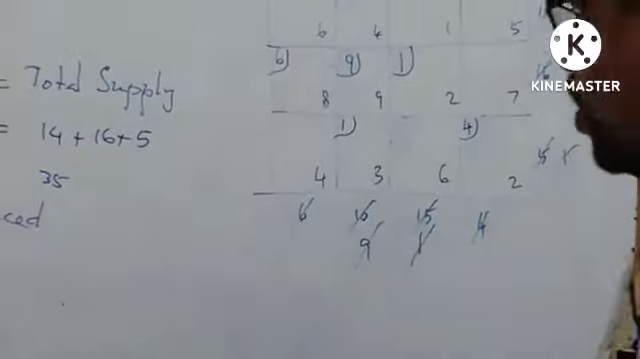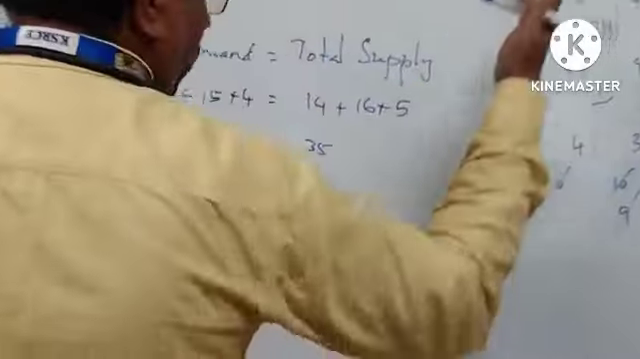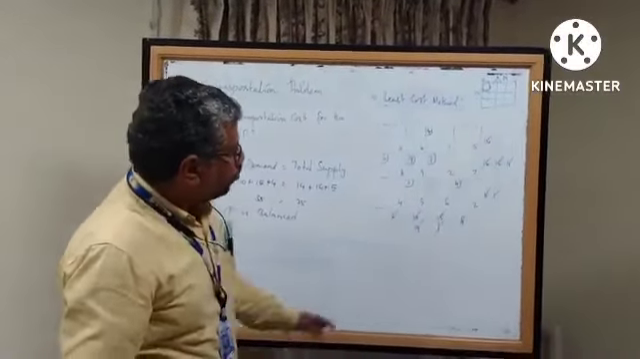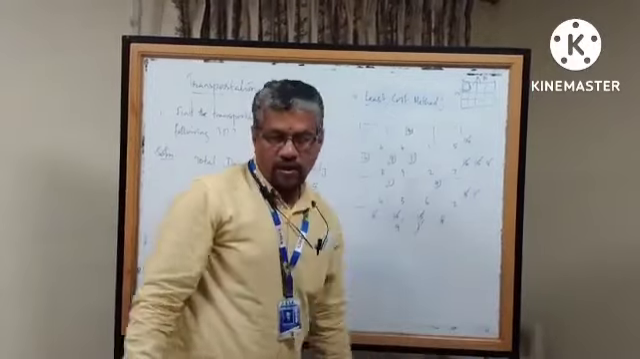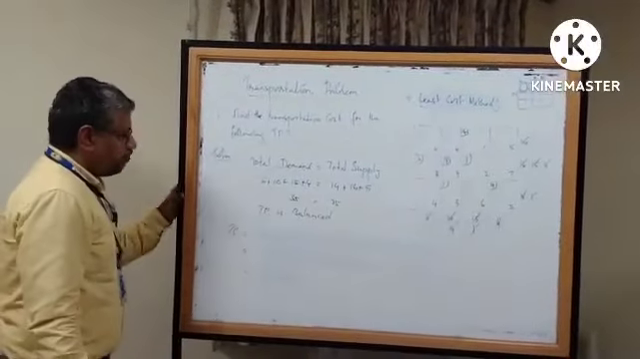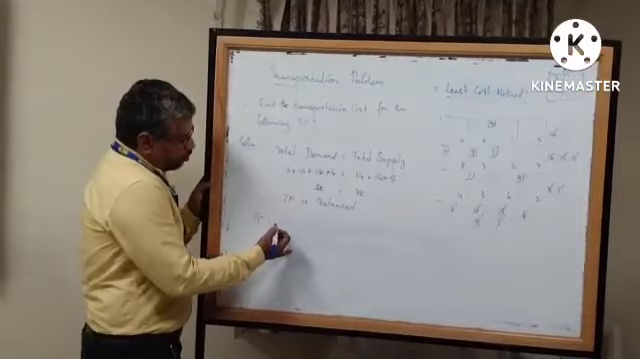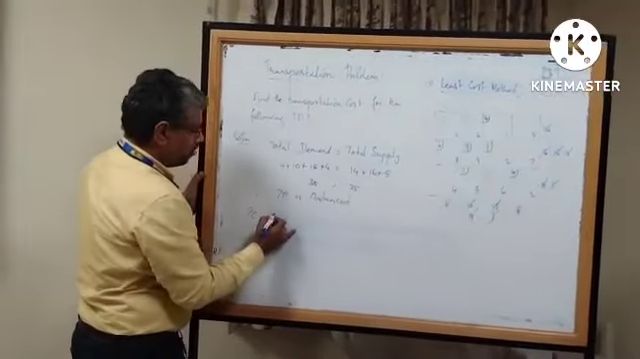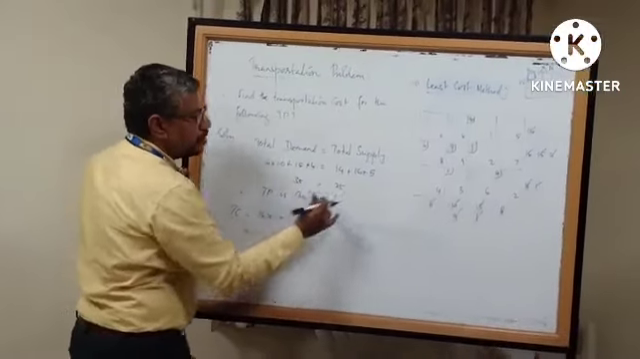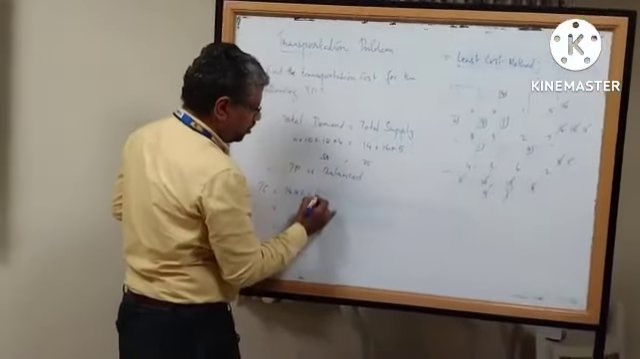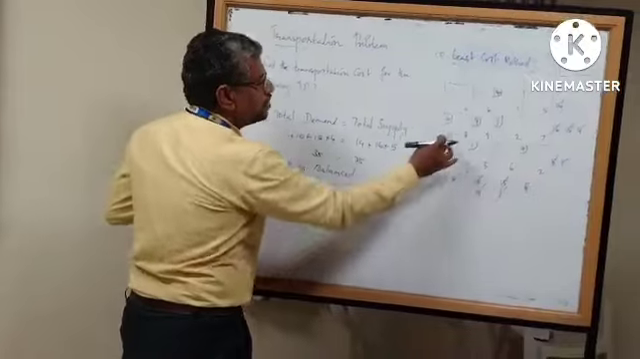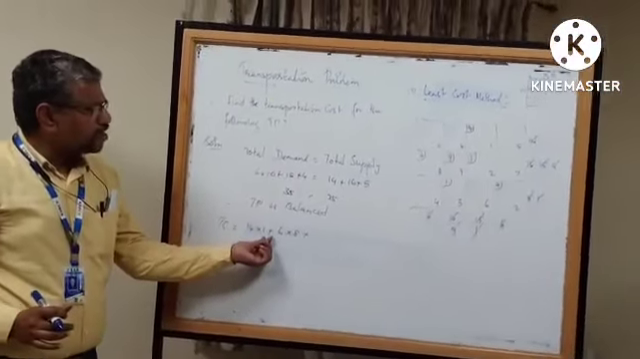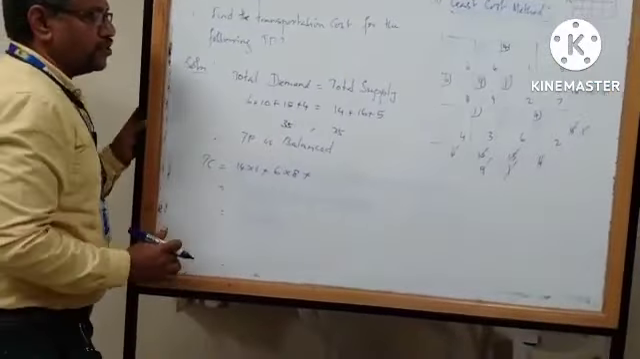Okay, now we are going to find the total transportation cost. We have total demand equal to total supply, so all the demands and all the supplies are fulfilled. Now we are going to find the total transportation cost. So 14 into 1 plus 6 into 8 plus, why are we adding these values? Because we are going to find the total transportation cost.